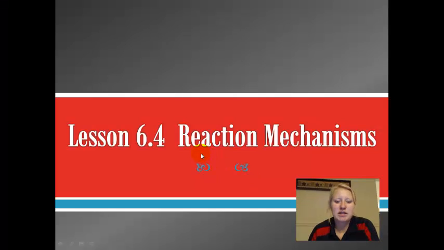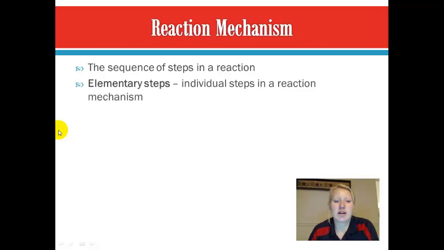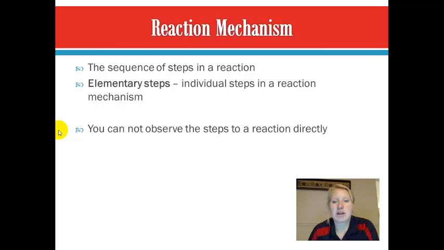This is lesson 6.4, reaction mechanisms. So the reaction mechanism is just the sequence of steps in a reaction. And each step is called an elementary step. So elementary steps are the individual steps in a reaction mechanism. You cannot observe these steps. Okay, they happen too quickly and they're at the molecular level.